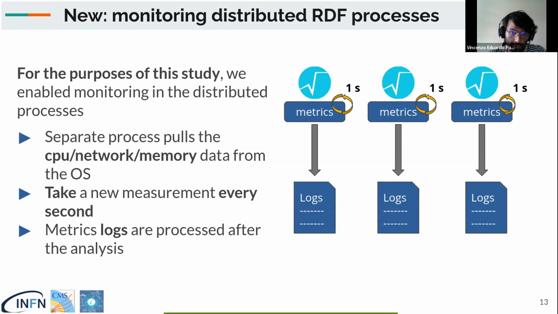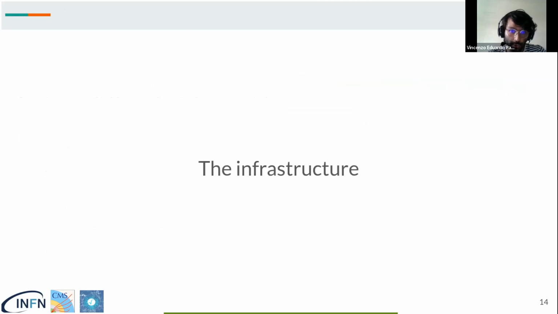Finally, just a final thing to say for the purposes of this study, we wanted to gather all the metrics possible about the resource usage. So now inside of the RDataFrame task, there is an automatic logging system for metrics such as CPU, network, and memory, so that these can then be more precisely evaluated after the execution of the distributed graph. So with that said, I will just stop sharing my screen, and I will leave the floor to Tommaso for the rest of the presentation.